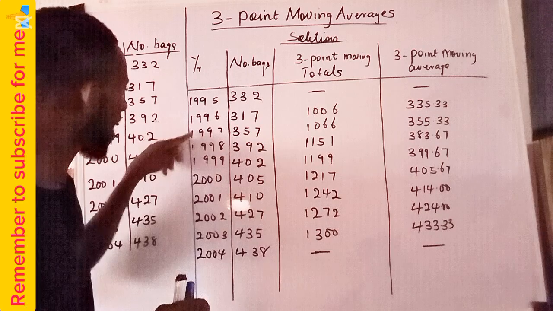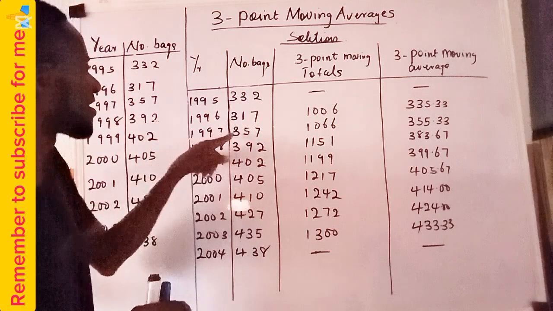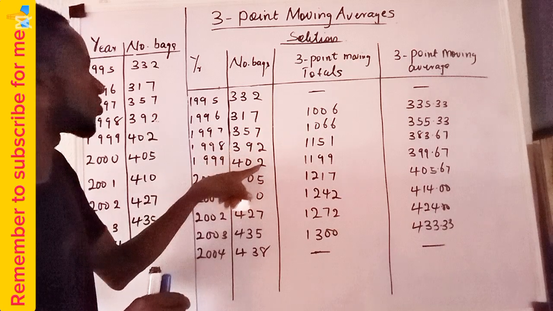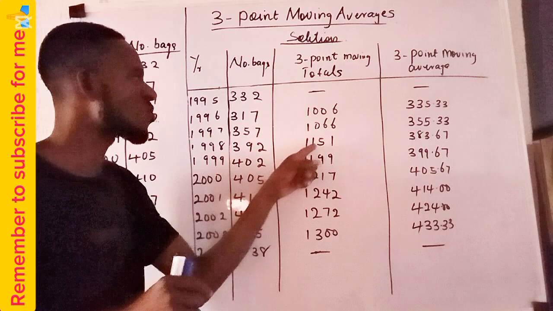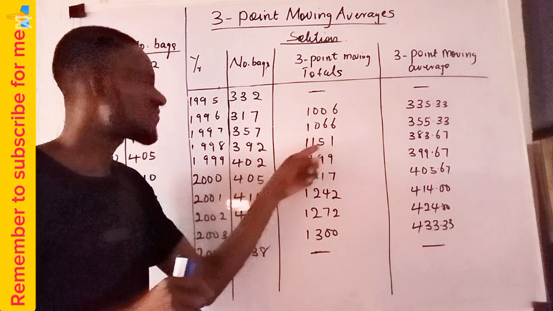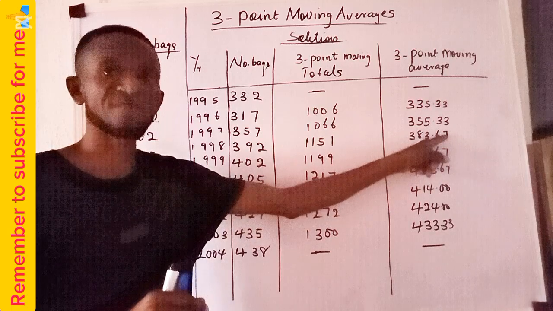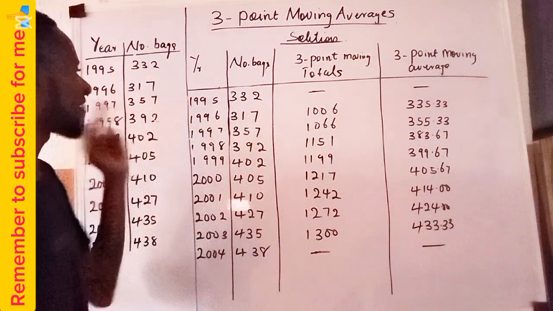You say 1, 2, 3. This time around, what you are now going to do is 357 plus 392 plus 402. The total is of course 1,151. Divided by 3, you arrive at 383.67.